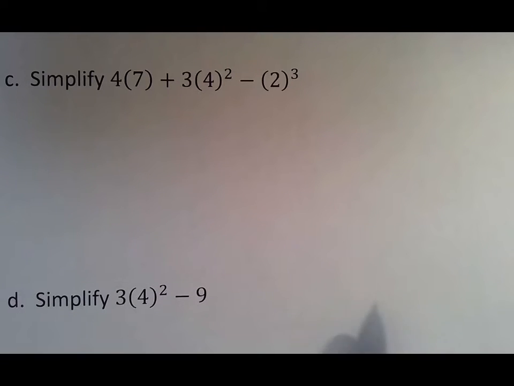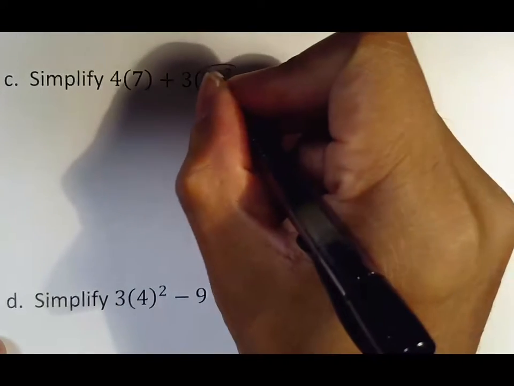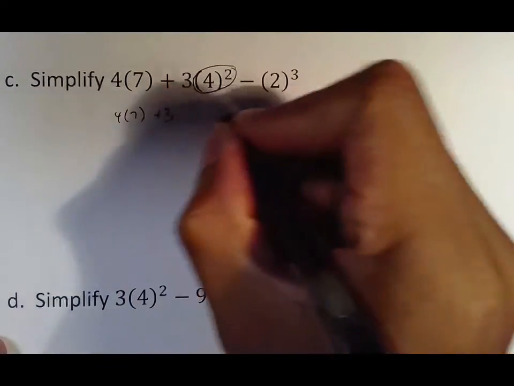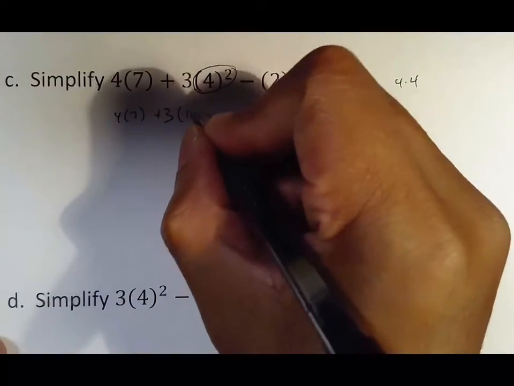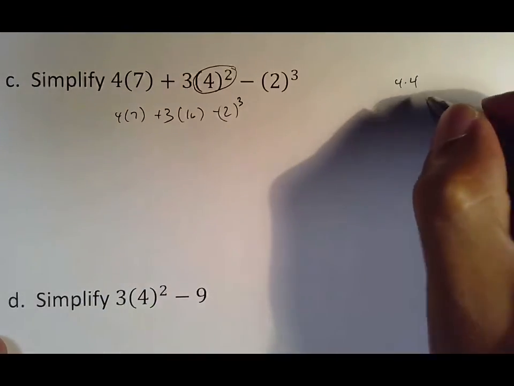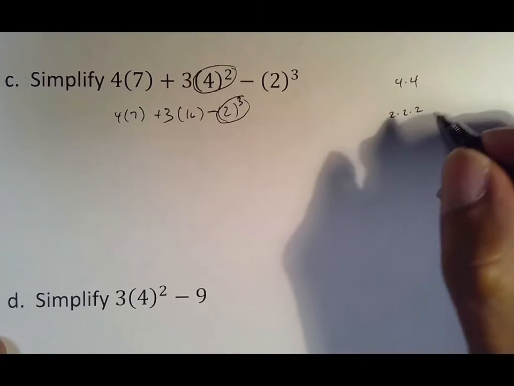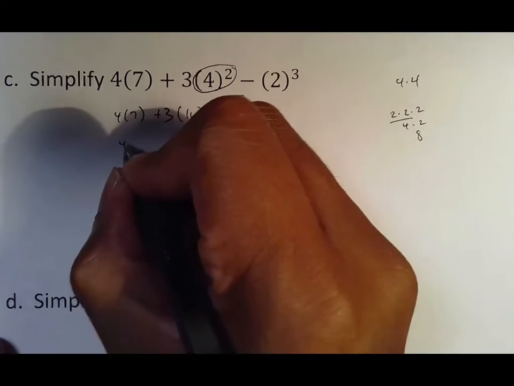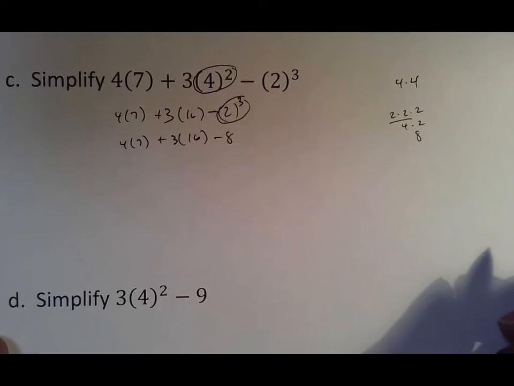Let's check it out. Remember that we cannot do any kind of multiplication or any kind of addition till our exponents are gone. That's the first exponent to take care of. We need to do the 4 squared, which is 4 times 4, or 16, minus 2 to the third. We have another exponent here, 2 to the third, which hopefully you're starting to see 3 2s is 8. So therefore we get 4 times 7 plus 3 times 16 minus 8.